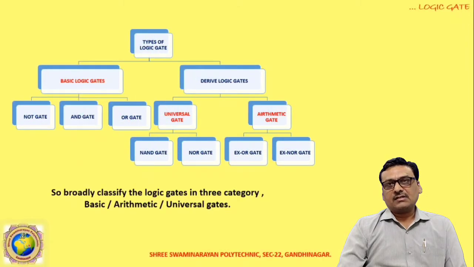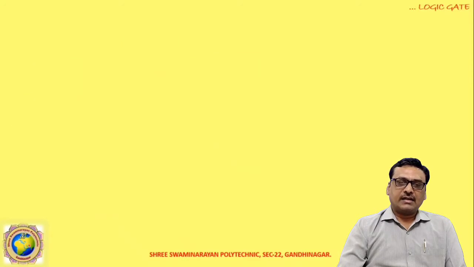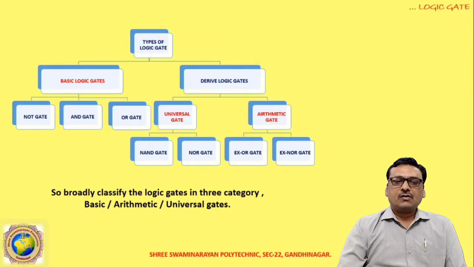The types of logic gates are the basic logic gates and the derived logic gates. The basic logic gates are of 3 types: the NOT gate, AND gate, and OR gate. The derived logic gates are called the universal gates and the arithmetic gates. The universal gates are further divided into the NAND gate and NOR gate. In the same way, the arithmetic gates are divided into the XOR gate and XNOR gate. So broadly, the logic gates are classified in 3 categories: basic gate, arithmetic gate, and universal gate. This was discussed earlier in a previous lecture about the types of gates.